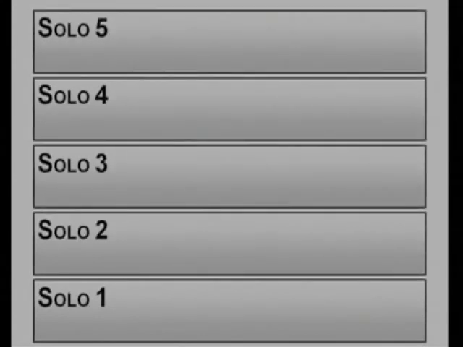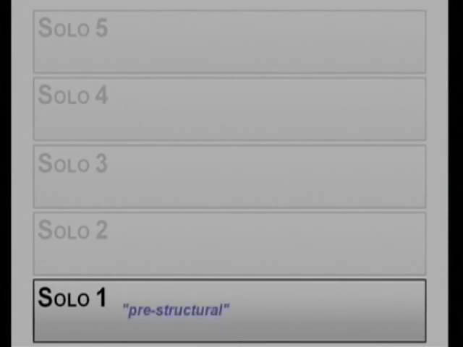The SOLO taxonomy, short for structure of the observed learning outcome, distinguishes 5 levels according to the cognitive processes required to obtain them. The lowest level in the taxonomy, level 1, is known as the prestructural level, at which the student has no understanding, uses irrelevant information, and or misses the point altogether.